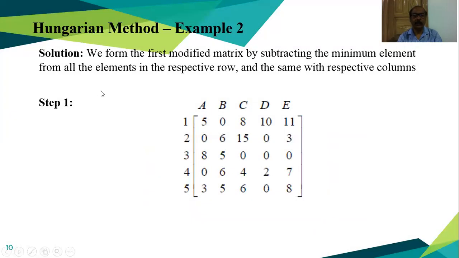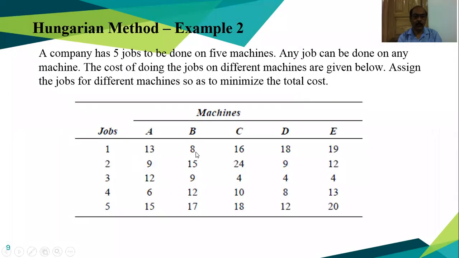Solution. What is the first step? We have to do the row operation. Row-wise, we have to find the minimum element. Row-wise, the minimum element is 8. We have to subtract it from this row. Here the minimum element is 9. Subtract it from each element of the row. Here the minimum element is 4. So these 3 will be 0 after the row operation. Here 6 and here 12 after the row operation.